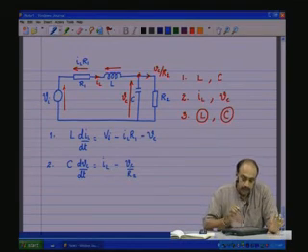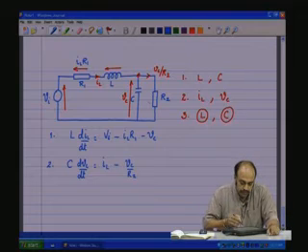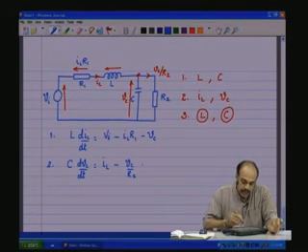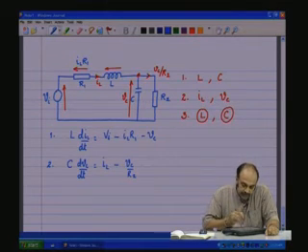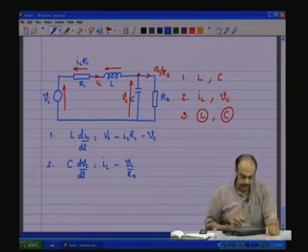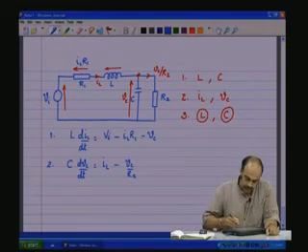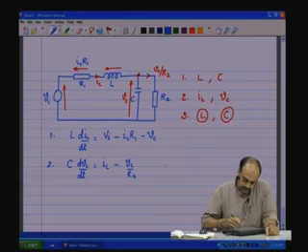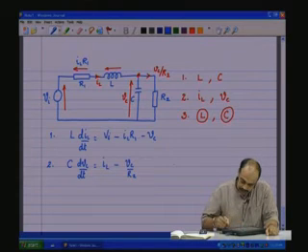So, these two equations, there are two dynamic components or energy storing components, and therefore, there are two equations, and these two equations totally describe the dynamic behavior of this circuit. However, we need to put it in the standard form. So, let us define X. Now, let me go to the next page.